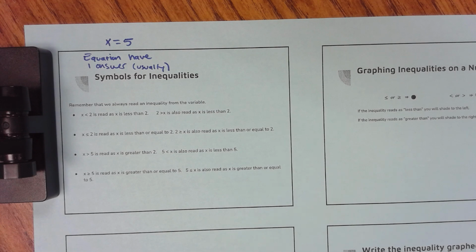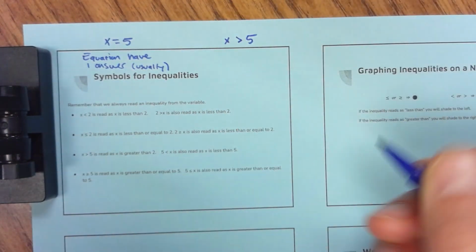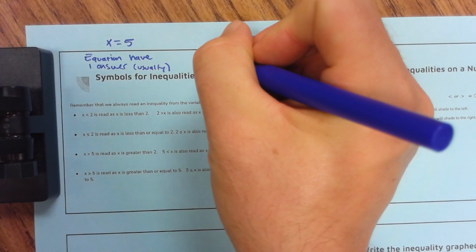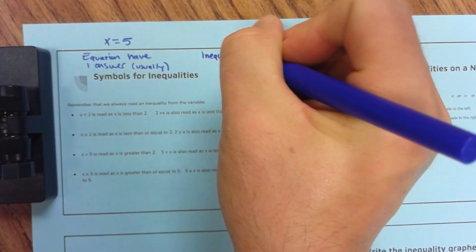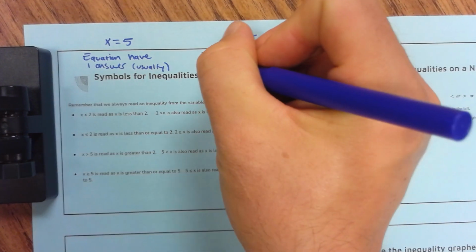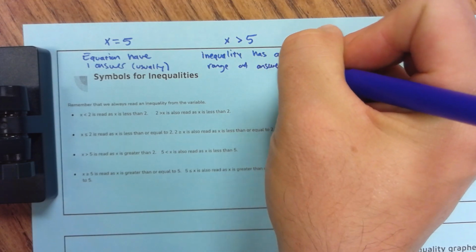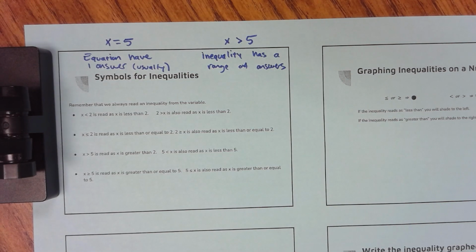Now, an inequality, like x being greater than 5, has a range of answers. Meaning there are lots of numbers that are going to make an inequality true. Because inequalities have multiple answers, there are going to be multiple ways to represent that solution. It's not just saying x is 5 or x is 7.